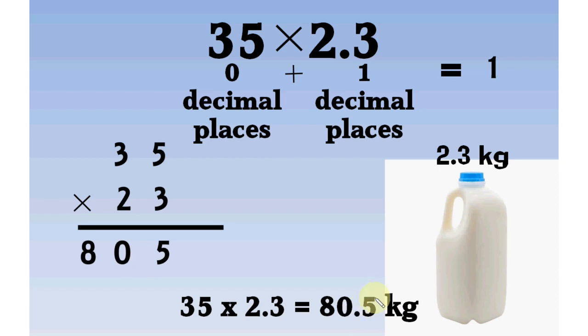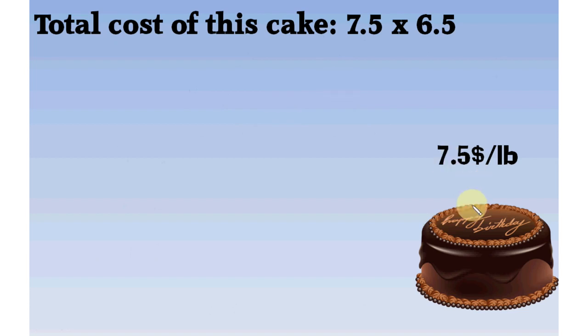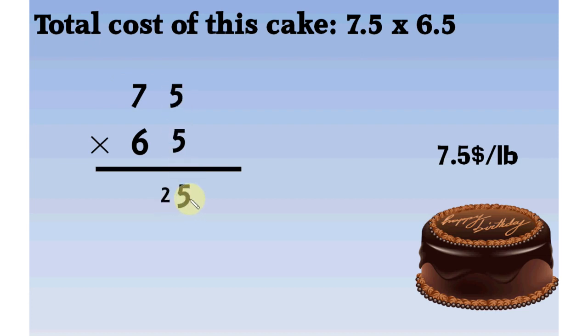Now, let's multiply a decimal number by another decimal number. Say, the price of 1 pound of this chocolate cake is $7.5. The weight of this whole cake is 6.5 pounds. What is the price of this whole cake? Forget the decimals. We will first multiply 75 by 65. We start from the right. 75 multiplied by 5. 5 times 5 is 25. 5 stays here, 2 carried forward to the next position. 5 times 7 is 35. We add the carry. 35 plus 2 equals 37.